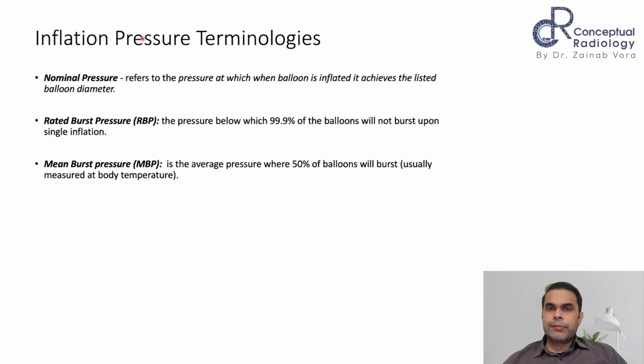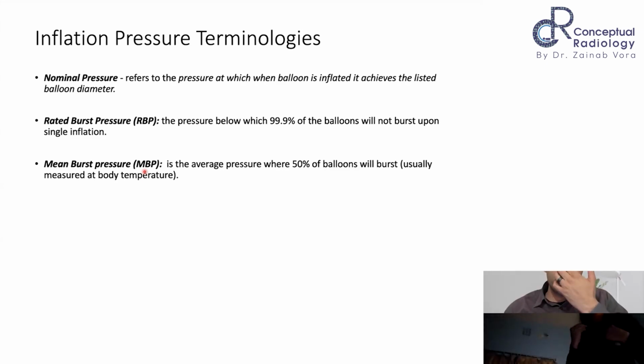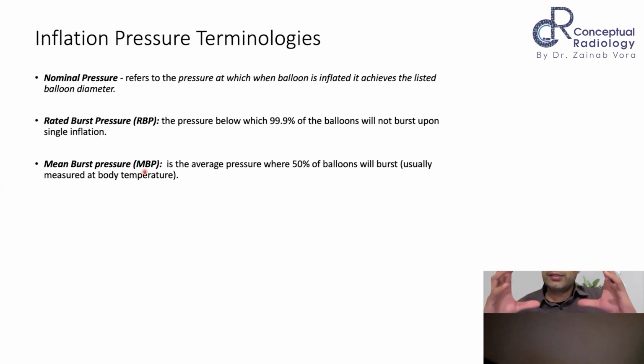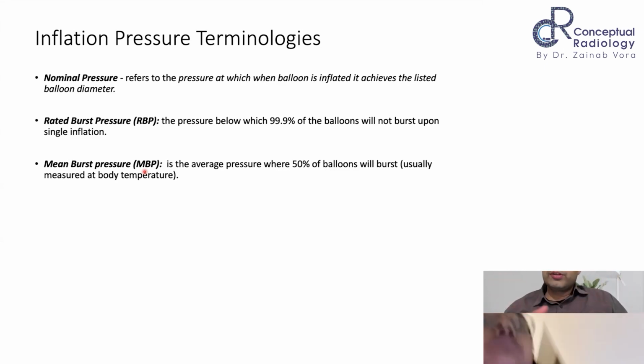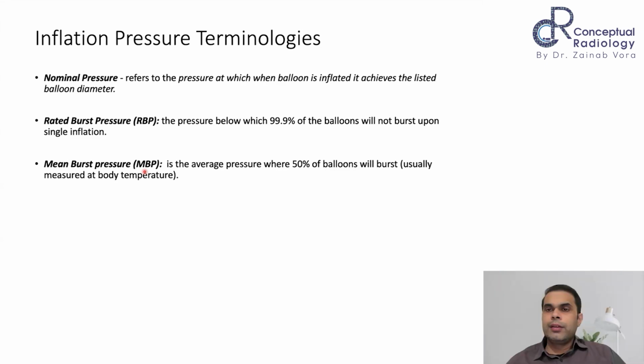Some of the terminologies that you should be aware of are nominal pressure, rated burst pressure, and mean burst pressure. Now, nominal pressure is the pressure at which the balloon will reach the diameter to which it is supposed to reach. So if the balloon is supposed to reach 6 mm diameter, then the nominal pressure is say 8 mm Hg. Then if you put 8 mm Hg on the inflation device, it will reach its predefined 6 mm size. But if you keep putting more inflation, slowly the size will not increase that much, but there is a chance that the balloon may rupture.